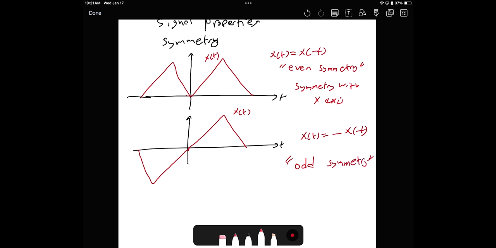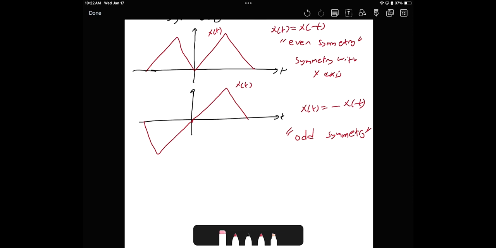Odd symmetry. So basically, this is flipped on the y-axis, then flipped on the t-axis, so we do it twice. Basically, this is the signal. Flip it on the y-axis, you will get this. Then flip it on the t-axis, you will get this. So by looking at those, this will be symmetric. Okay?